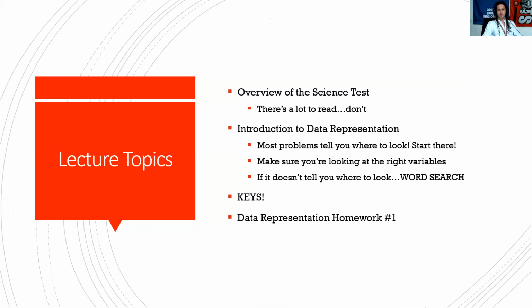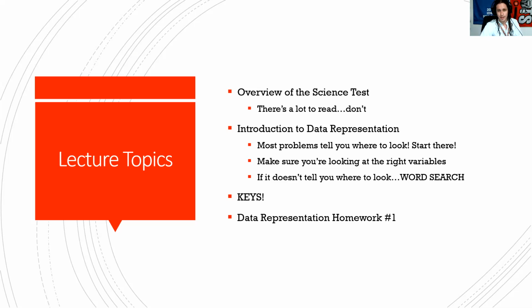So what's the plan for the science test? There's a lot to read. You shouldn't read all of it. It will take you too long, so we don't want to do that. Introduction to data representation. I'll talk about data rep, which are some of the easier passages you're going to have. You're going to have probably 6 passages on the ACT science test. Sometimes I do 7, but it's been 6 lately. And 2 of them are going to be data rep, and these are going to be the easiest passages.